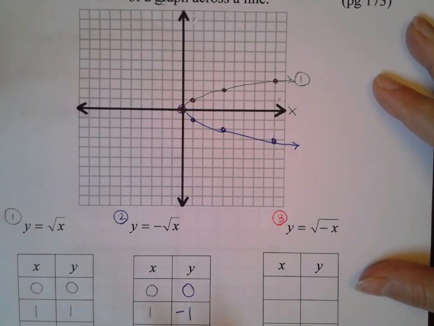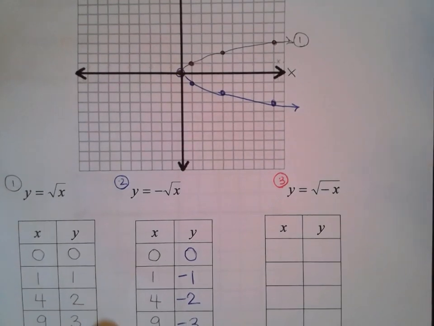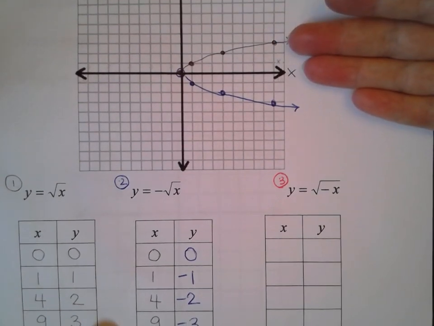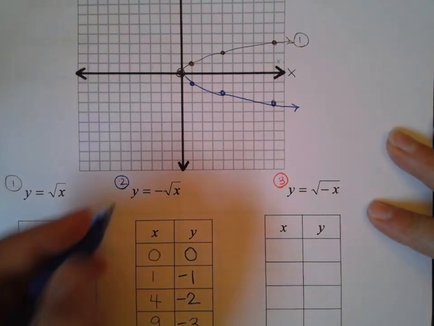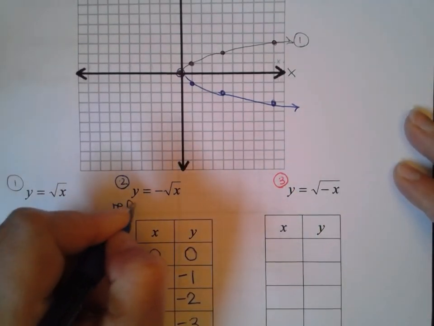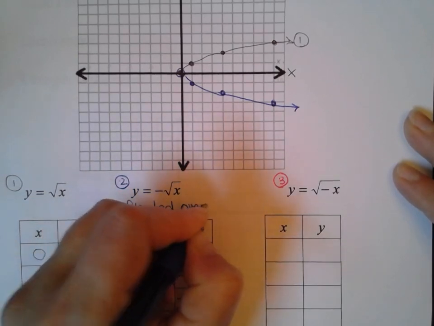So by putting a negative on the outside, and this is something I always have to think really hard about, the y values change, and that makes the graph reflect from above to below the x-axis. So it's reflected over the x-axis.